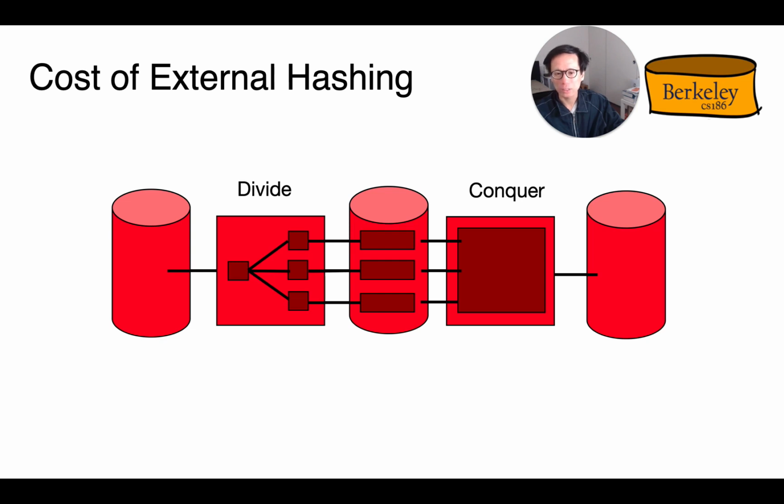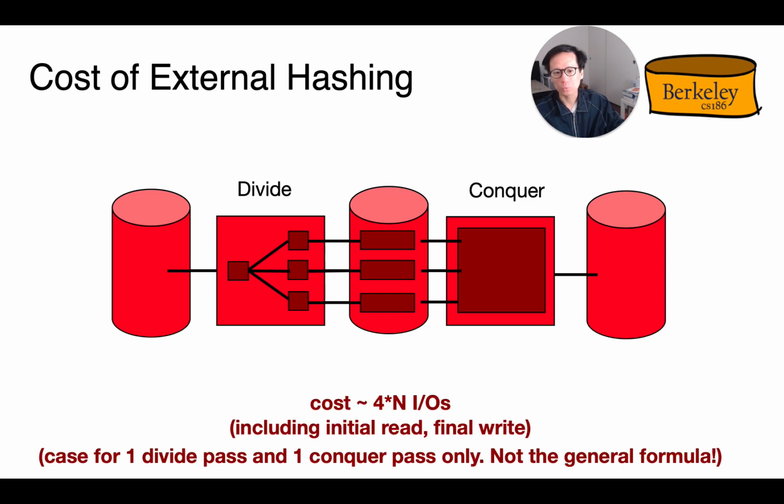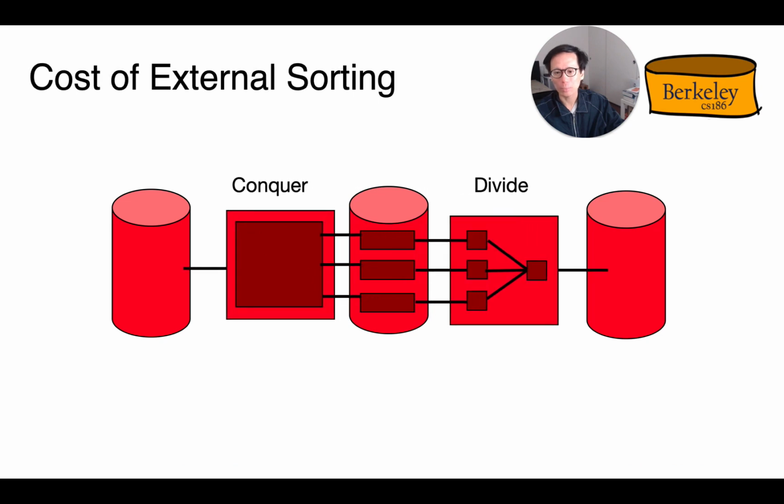We read in the input, we partition it, we write the output. Then we read in each partition, we conquer it by building a second hash table, and we write the output back to the disk. As we know, that's roughly 4 times n I/Os for a file of approximately b squared in size. Now, when we think back to sorting, the pattern is actually familiar.